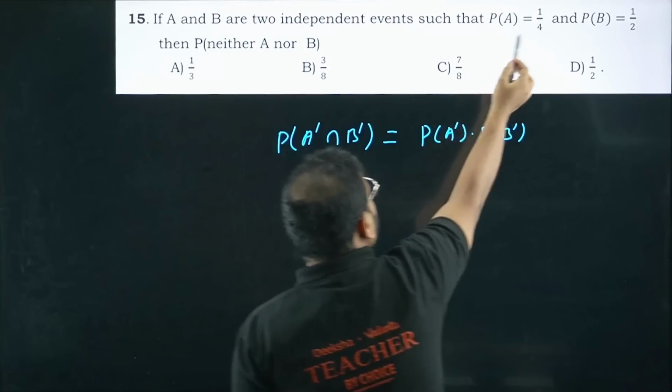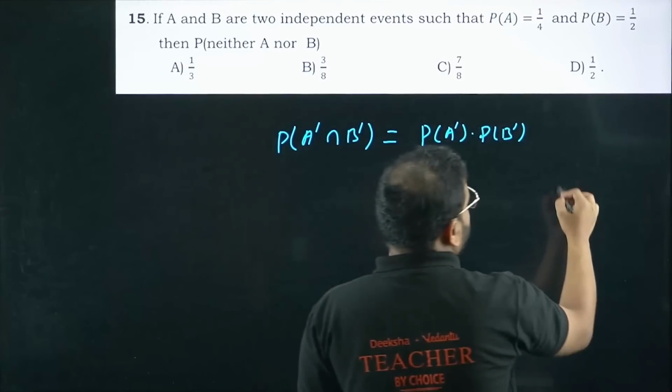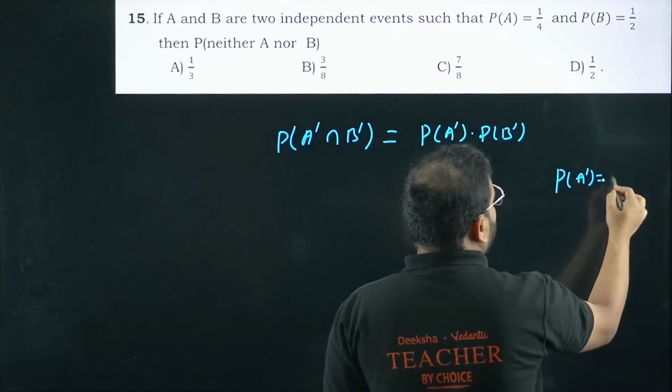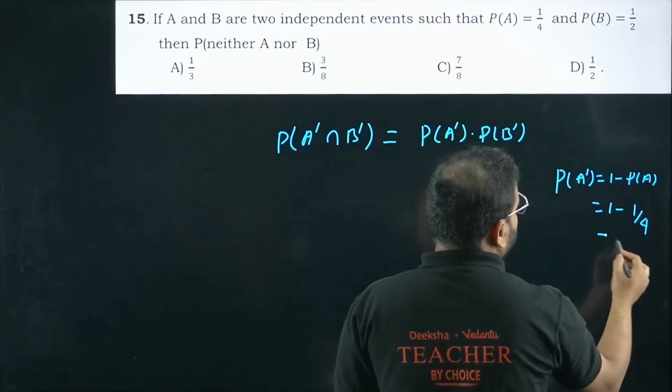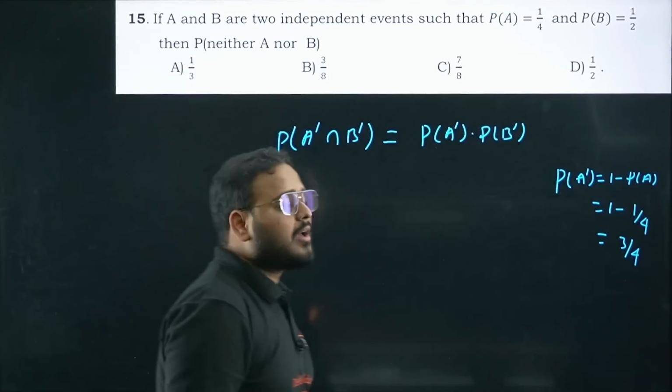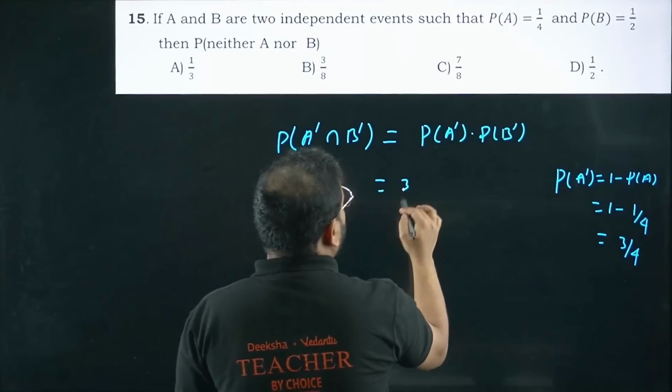We have given P(A) as 1 by 4, right? So what is going to be P(A')? Please check. It will be 1 minus P(A), right? So 1 minus 1 by 4. How much is that? 3 by 4, right? Okay, so I'm getting this as 3 by 4.